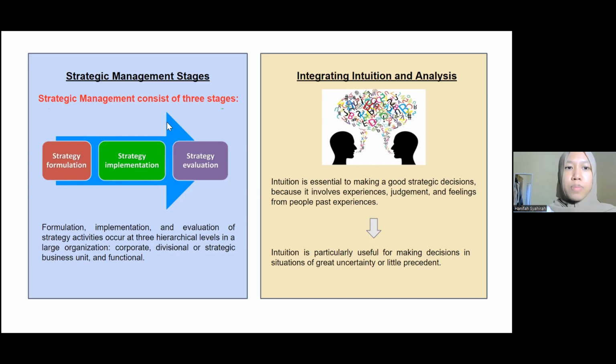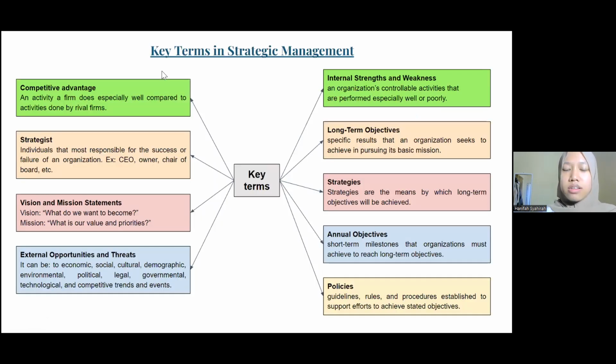Sometimes people with good experience have good intuition that can lead them, from the experience, judgment, and feeling from past experience itself. And the next is the key terms in strategic management. In strategic management, there are a lot of key terms that we need to understand, or we can say the words that are frequently used in strategic management.